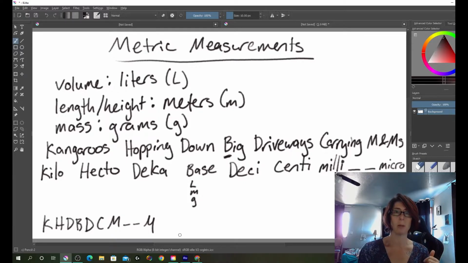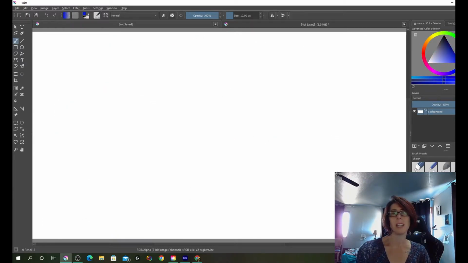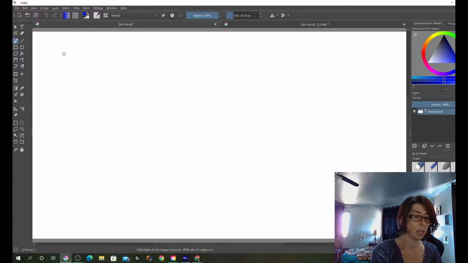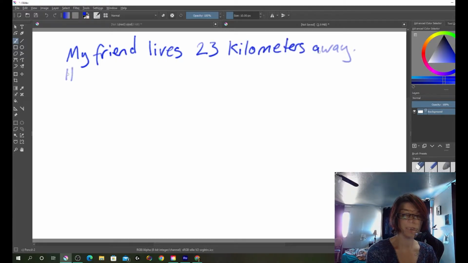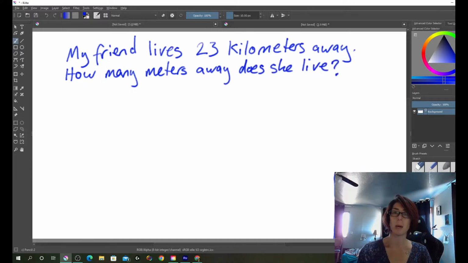So let's take an example of a metric conversion. So let's say I live 23 kilometers from my friend's house. And I would like to know how many meters that is. So my friend lives 23 kilometers away. How many meters away does she live? So this is a typical example of a metric conversion problem. So I have to convert 23 kilometers to meters.